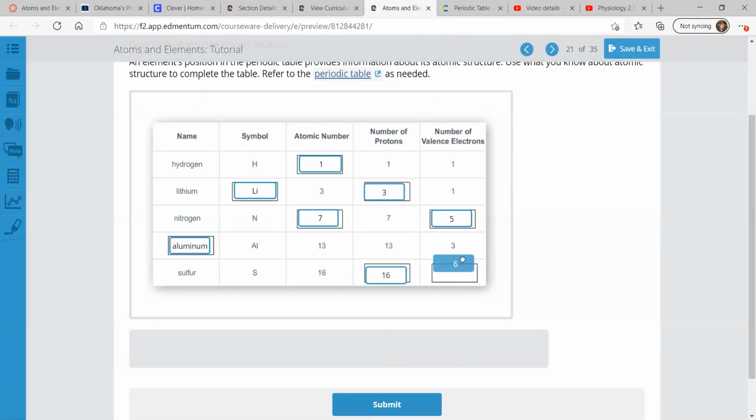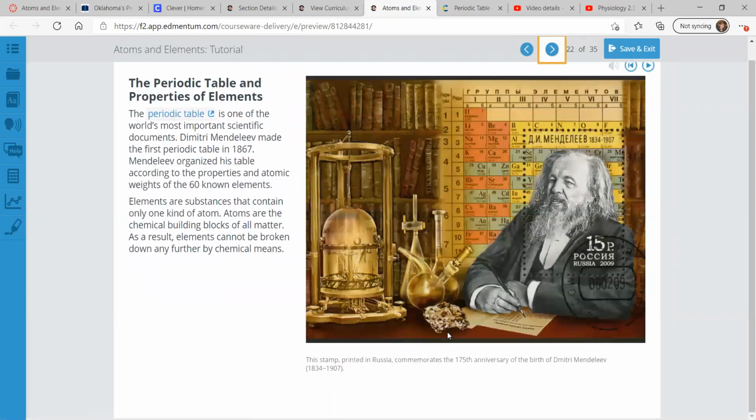Cool. And let's double check. Excellent. So these are good practice examples to see if you know how to use the periodic table, how to read it, and yeah.